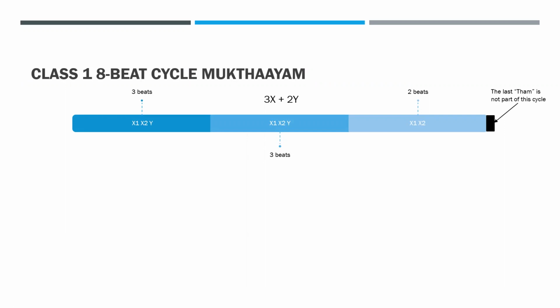The first class took a very easy case where the 8 beats are divided into 3, 3 and 2. 3 plus 3 is 6, 6 plus 2 is 8. So the 8-beat cycle, that is Adi Talam, is split into 3, 3 and 2, and each of them has the following pattern: X1, X2, Y, again X1, X2, Y, and then the last time it is X1, X2.